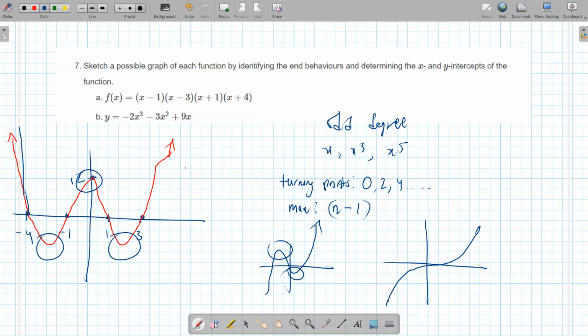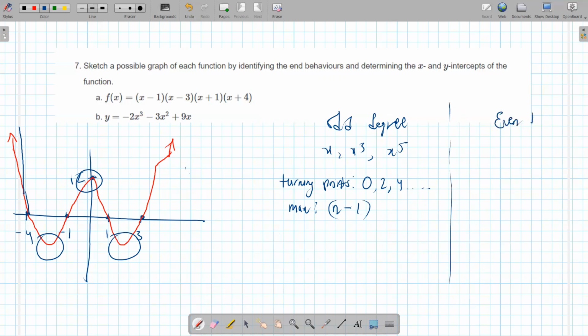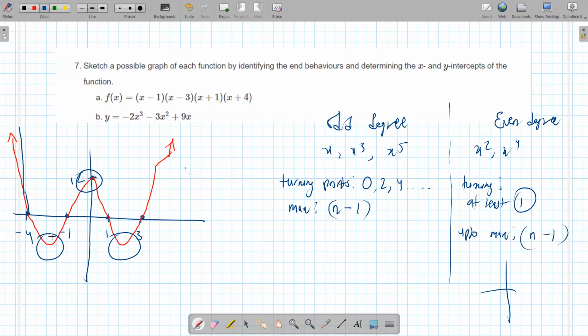Okay, so it's 0 and 2, it can't be 1? No, it cannot be 1. For an odd degree polynomial, it can't be 1. For an even degree, for example, x squared, x4, there has to be at least 1 turning point, up to a maximum of n minus 1. So let's say x4, like here, see it has 3 turning points, but it could have just had 1.